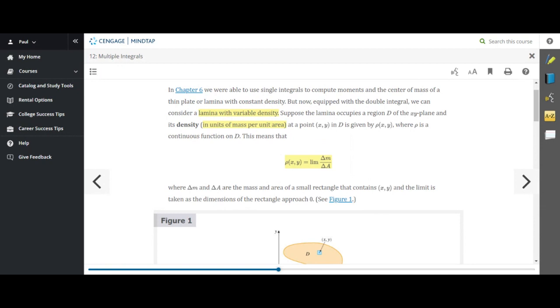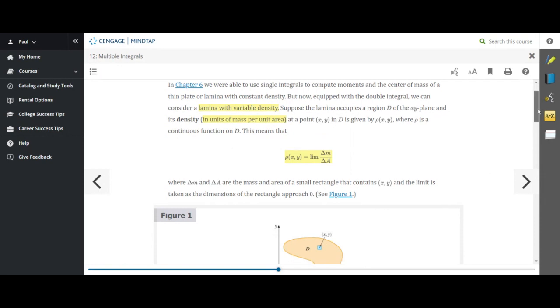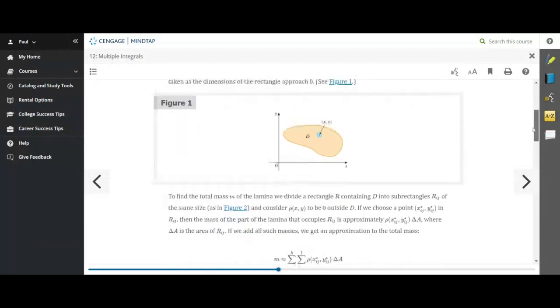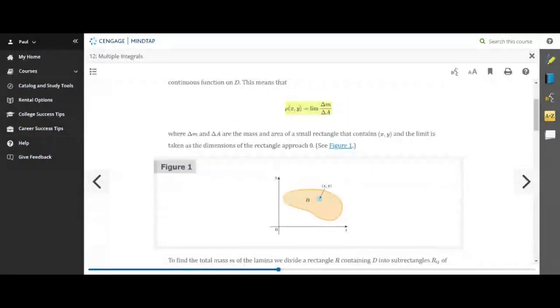Has anybody encountered this in an engineering or physics class? Density of a lamina? All right, well, maybe not yet. Okay, no problem. Well, let's keep going here. So if density is mass divided by area, then mass would equal density times area, right? Mass would equal density times area.